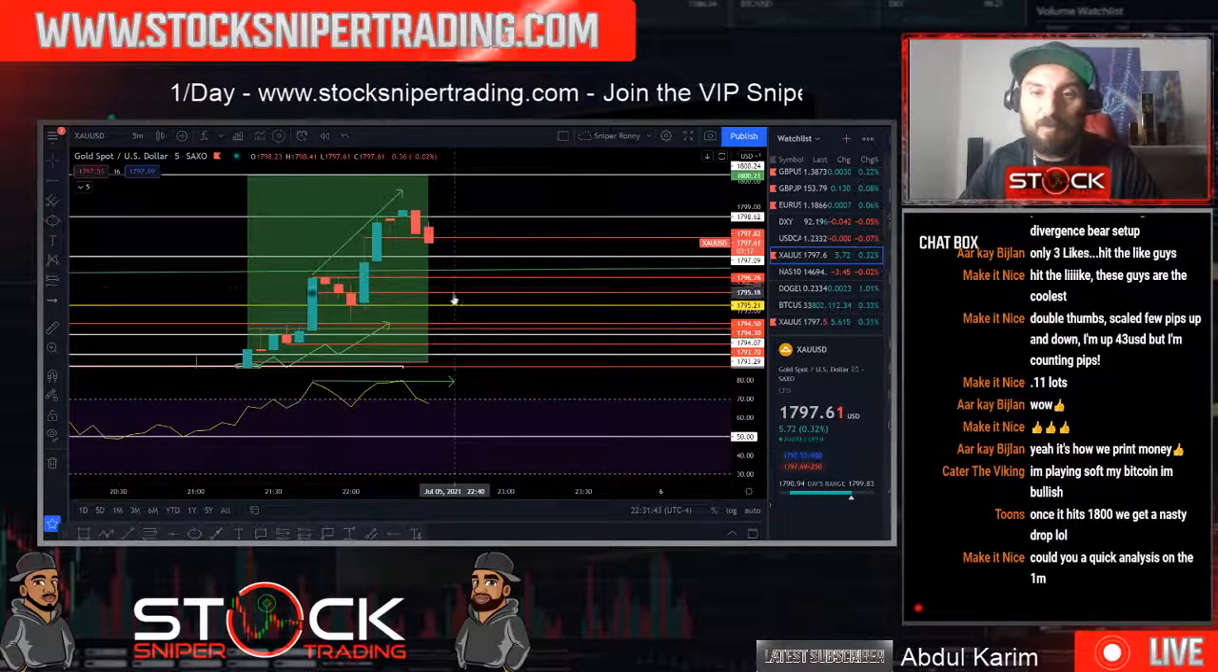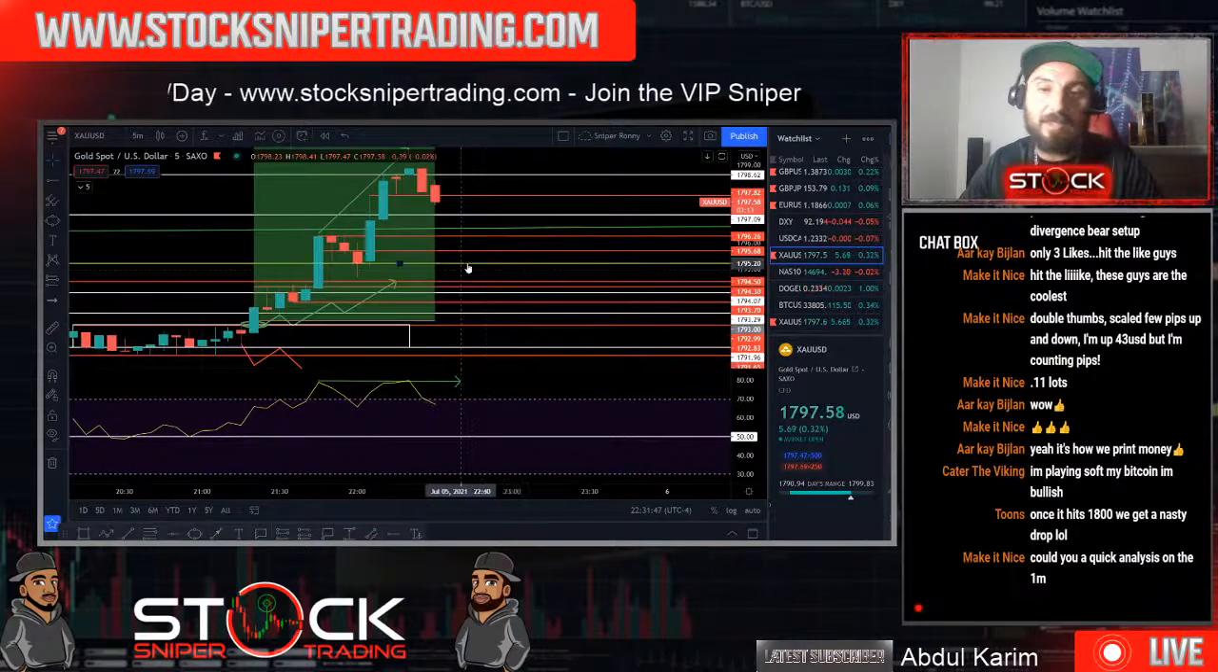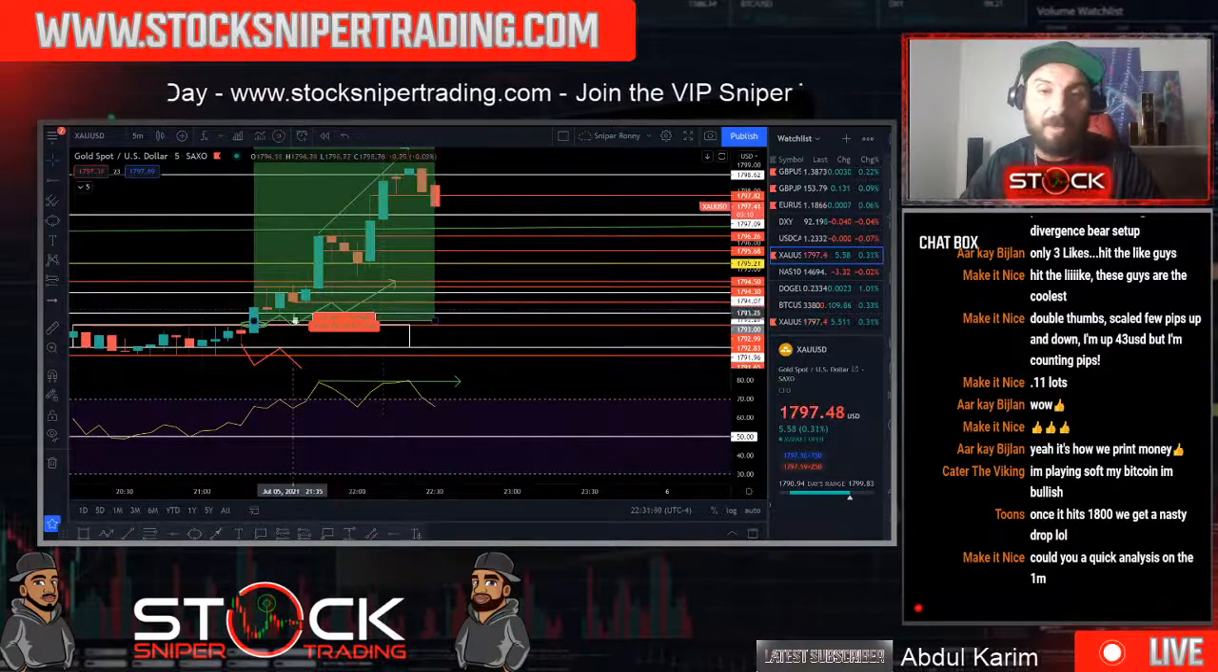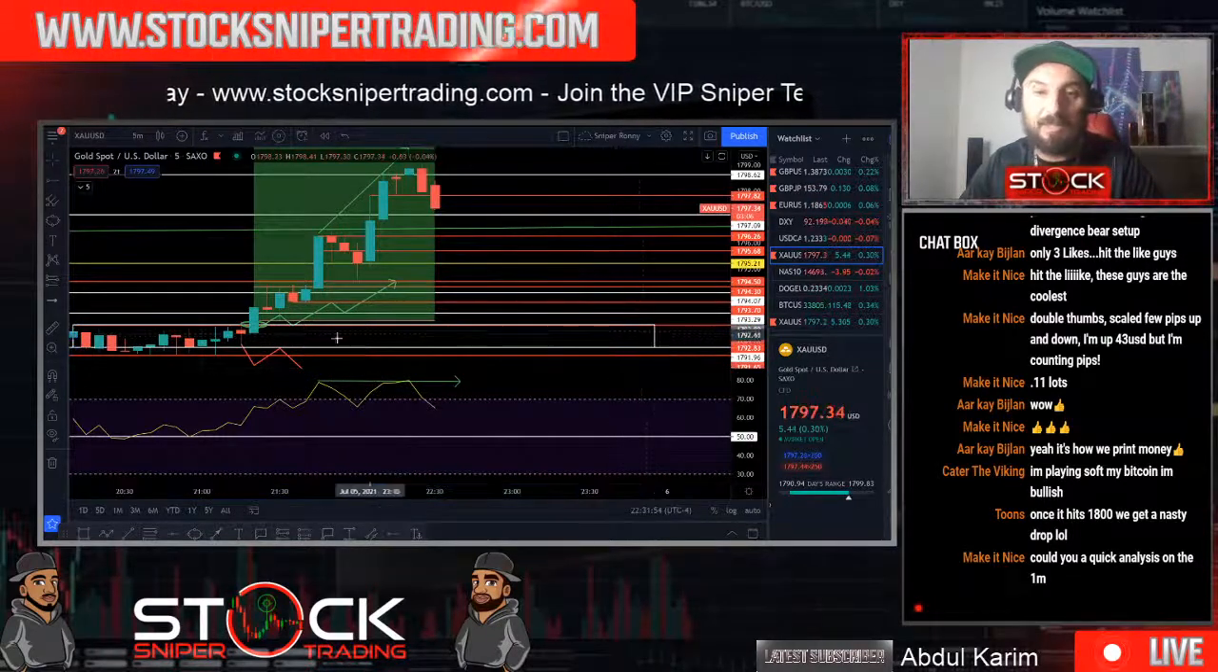If not, if the bears get in control, remember what we were saying about that nasty drop at 1800. If the sellers push it down and we lose 1795, guys, price of gold could come right back down to where we originally bought in, and it could come right back down into, guess what, this consolidation area.